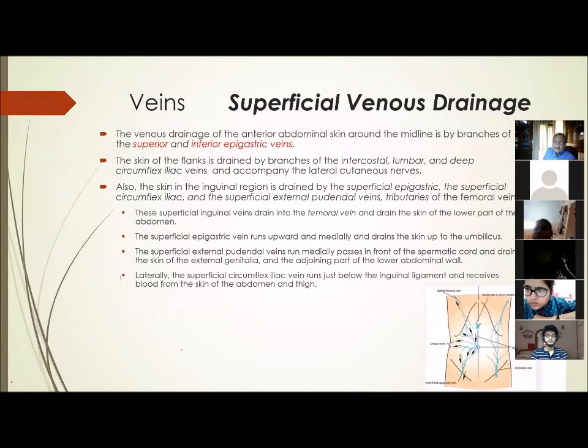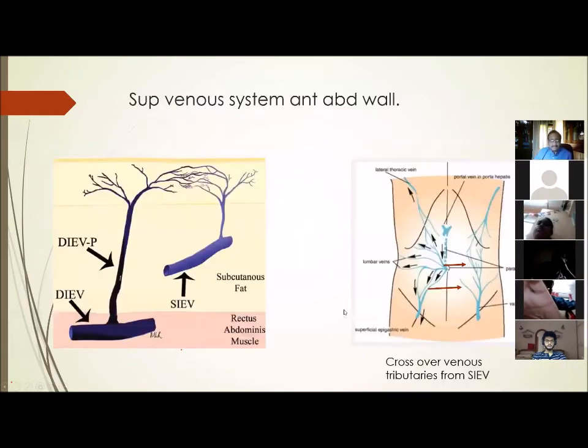Number one, similar to the artery, they're following a similar course. So you've got the superior epigastric vein, and you've got the circumflex iliac, external pudendal, and the tributaries lining from the femoral, just like that, right? Let's go further. Now see this figure. Now this is the superficial inferior epigastric vein.